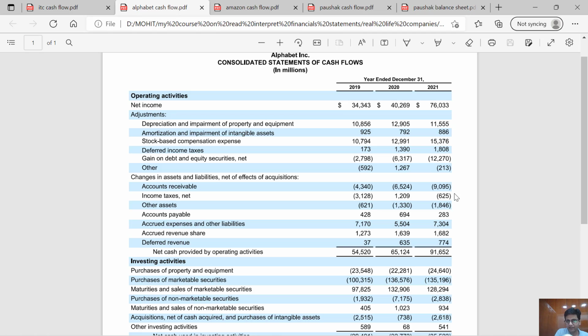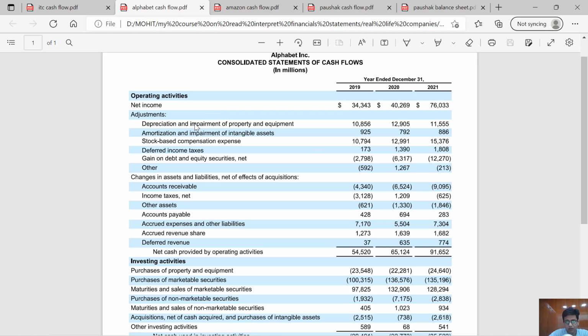So continuing with our practical examples, let's look at the operating cash flow of Alphabet, or what we like to call Google. Now Google in 2021 had a net income of $76 billion. Because the figures are in millions, it is $76,033 million, that is around $76 billion.